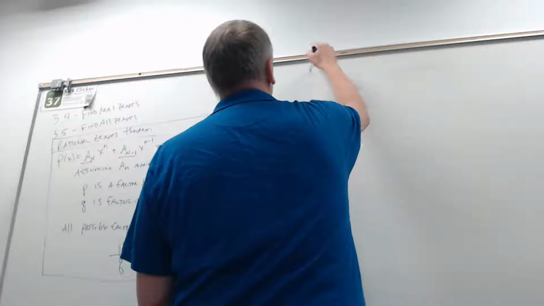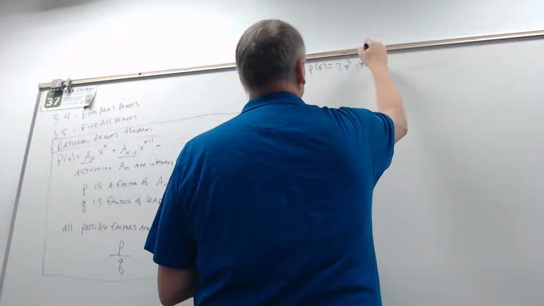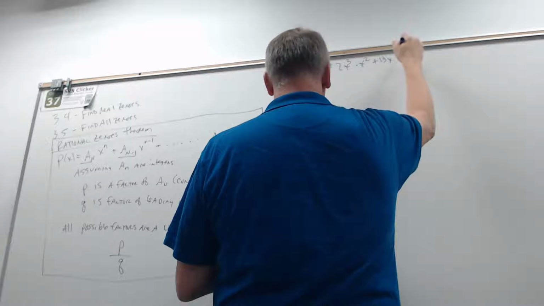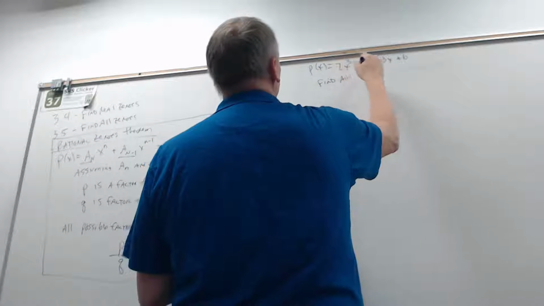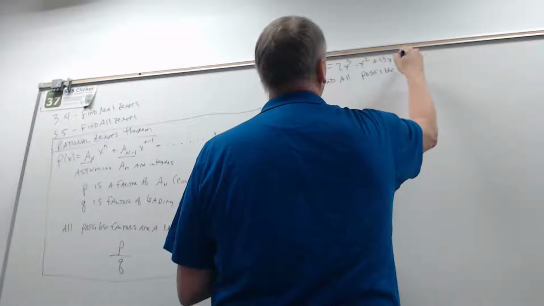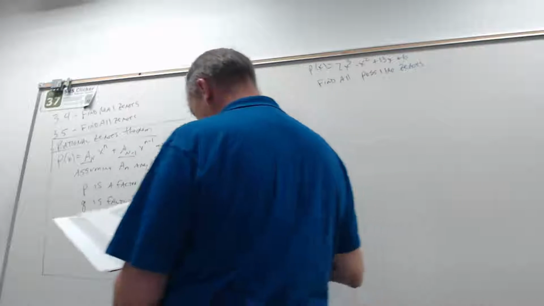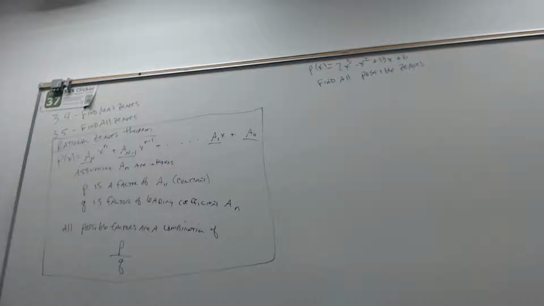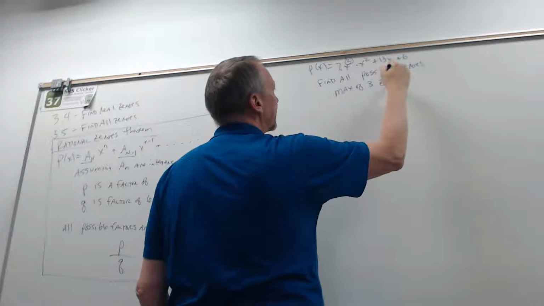Let's say, for example, I have p of x equals 2x cubed minus x squared plus 13x plus 6. And let's say that I want you to find all possible zeros. I don't want to say factors. Find all possible zeros. Okay? Now, how many zeros am I going to have as a maximum? You're going to have 3 zeros, and that's because of this here. Okay? So I'm going to have a maximum of 3 zeros.